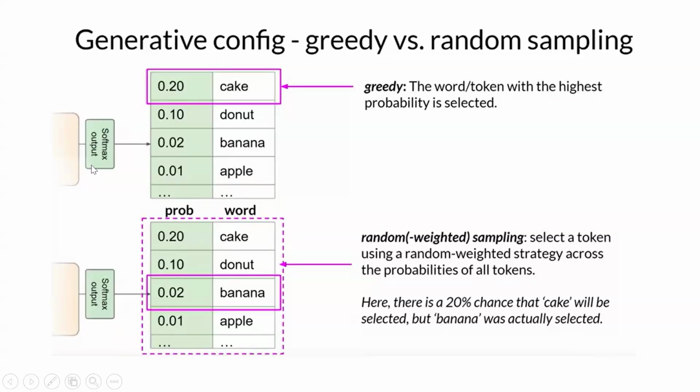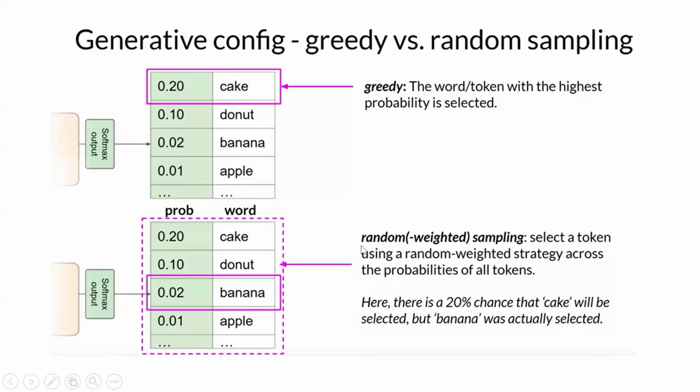In the softmax output layer, you have seen that it creates a probability score for all the words in the dictionary. If your sampling is set to greedy, then the token with the highest probability is selected. So it will always select cake. Although cake has 20%, donut has 10%, and banana has 2% chance of being selected, since it is greedy, it will always give cake as the output.